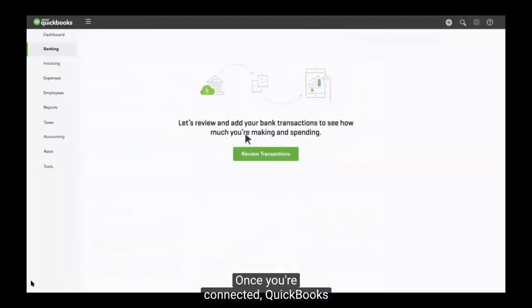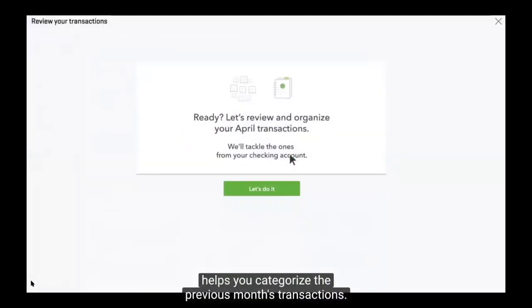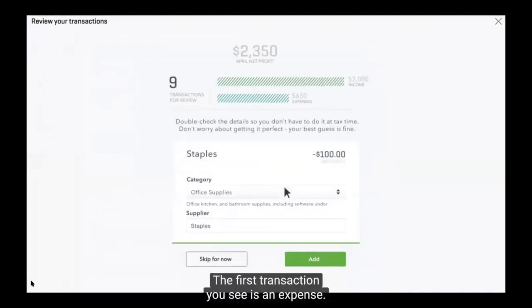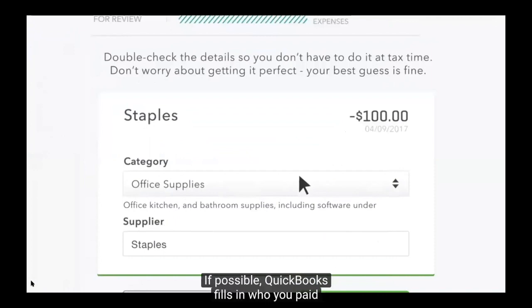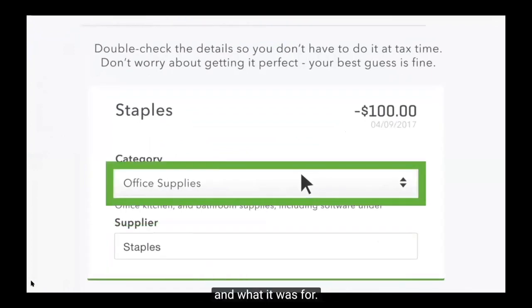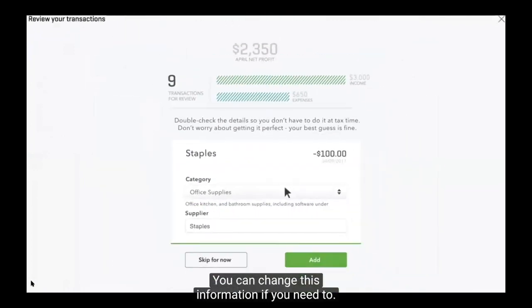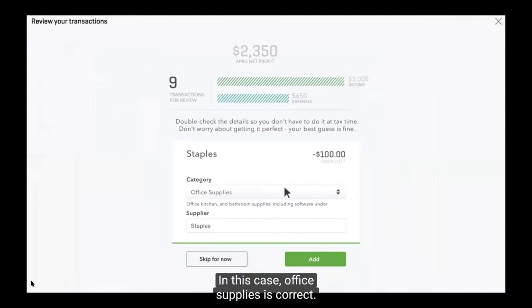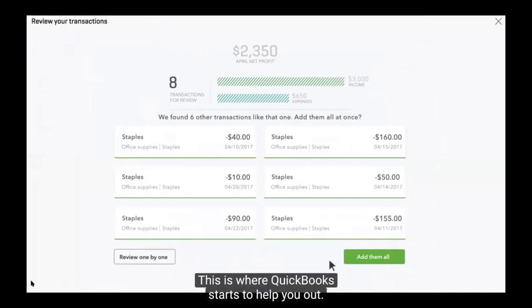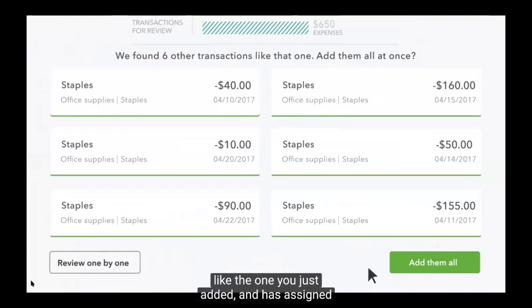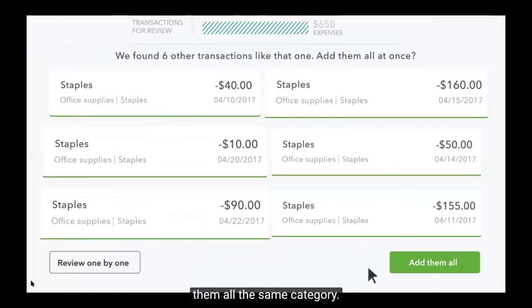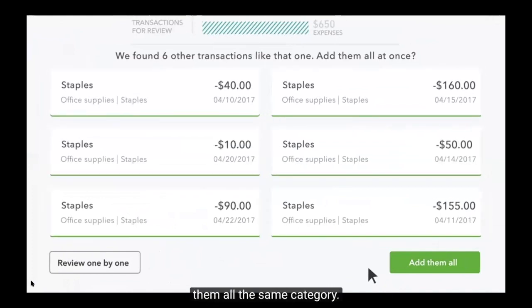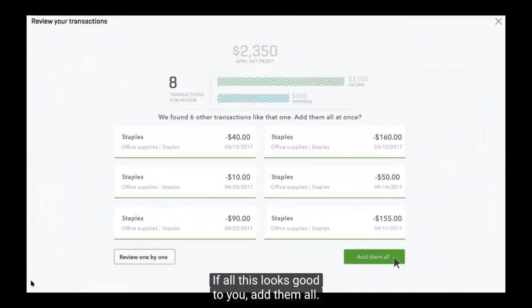Once you're connected, QuickBooks helps you categorize the previous month's transactions. The first transaction you see is an expense. If possible, QuickBooks fills in who you paid and what it was for. You can change this information if you need to. In this case, office supplies is correct, so add it to your books. This is where QuickBooks starts to help you out. It found other expenses that look like the one you just added and has assigned them all the same category. If all this looks good to you, add them all.